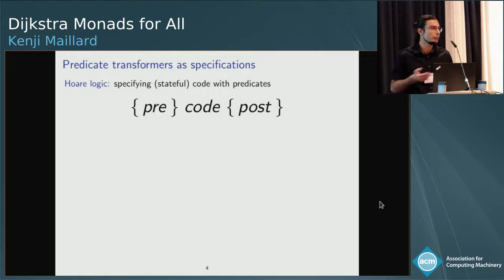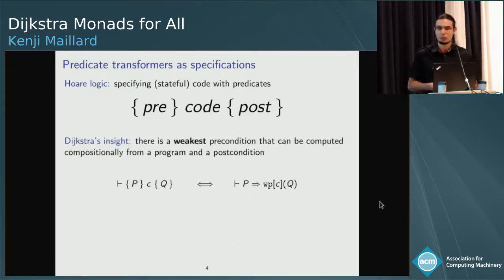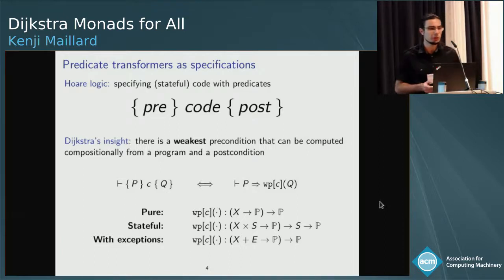Usually programs are stateful programs that access a state, and preconditions are then predicates on the initial state, and postconditions are predicates on the final value and final state. Dijkstra had an extremely interesting idea with respect to these Hoare triples: if you want to prove a Hoare triple, you can reduce the problem to finding some weakest precondition that can be computed out of a program and which is universal among the preconditions that the program can satisfy.